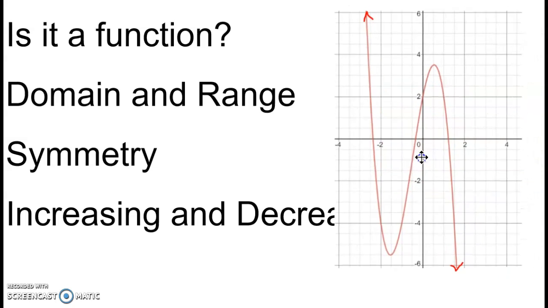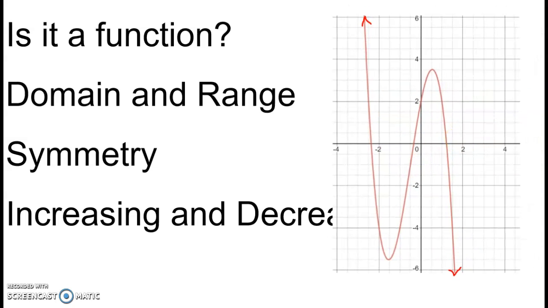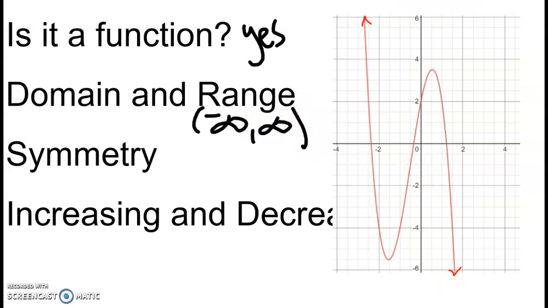Now, the other part of this that's new is looking at a graph and deciding, first of all, is it a function? Yes, we're only going to be looking at functions from this point on. Domain and range: being able to tell that the domain and range here is all reals because the arrows are going in either direction. Nothing is stopping us from going up and down and right and left.